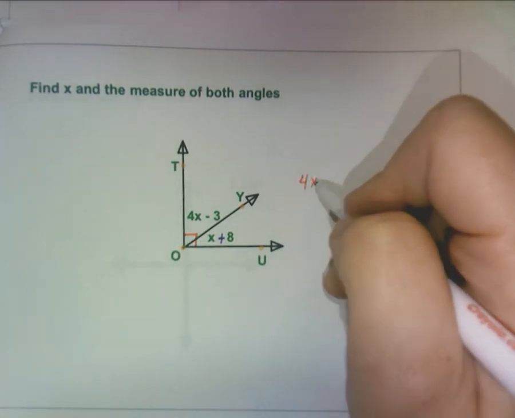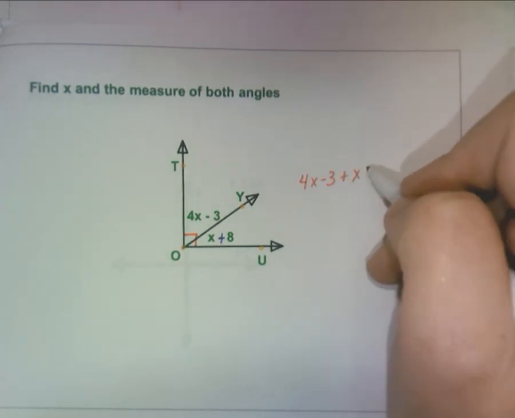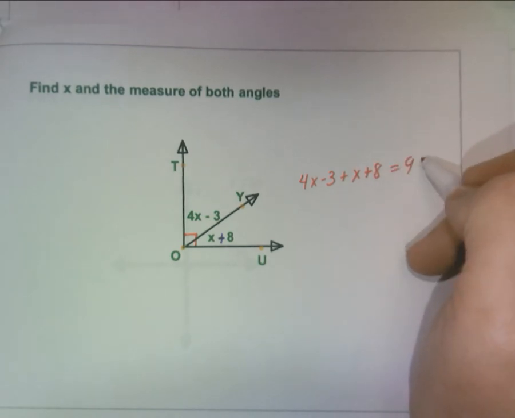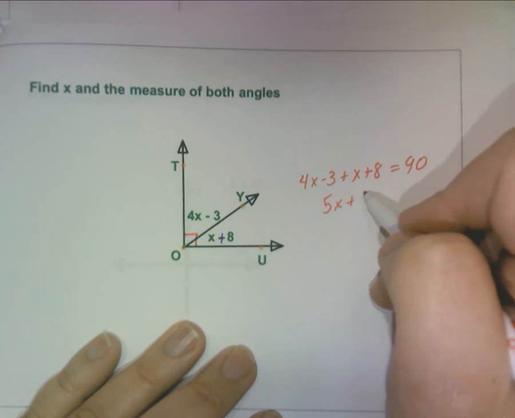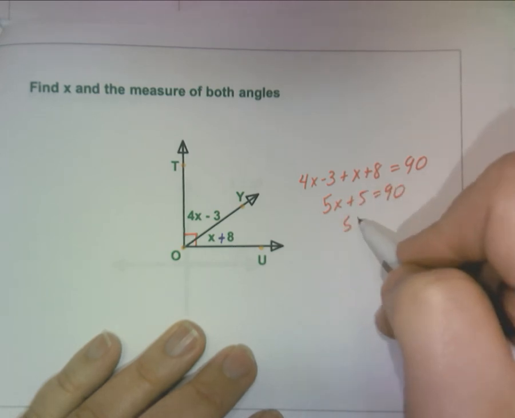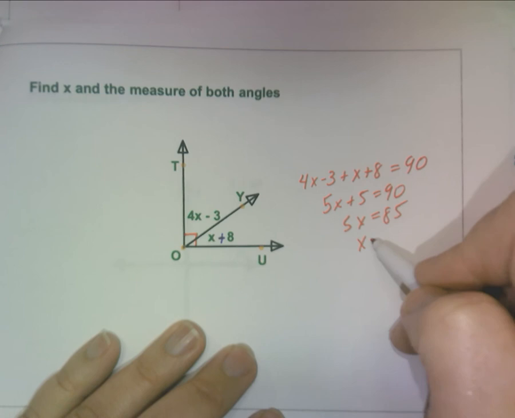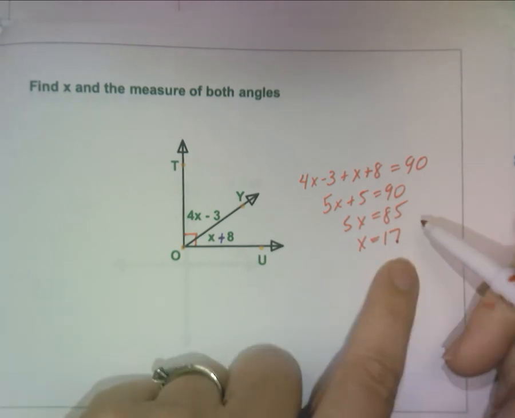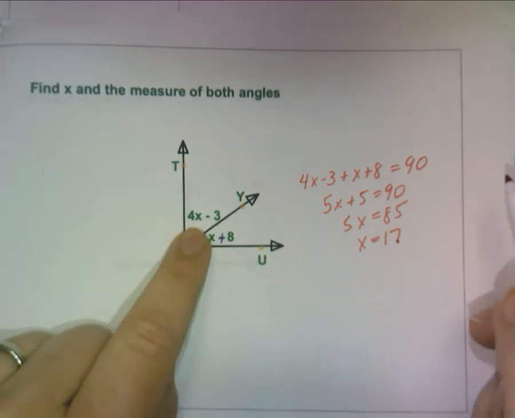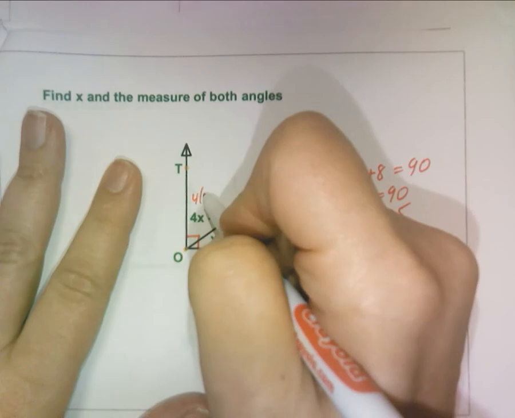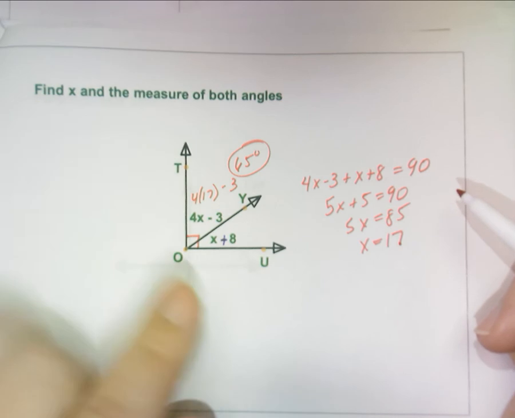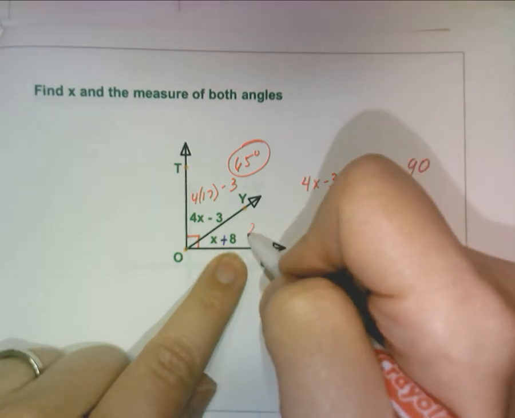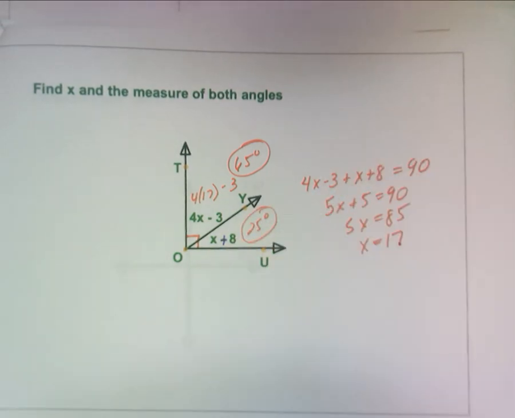So we would say 4x minus 3 plus x plus 8 equals 90. And then again, do your simple math, combine your like terms. 5x equals 85, x must be 17. So if x is 17, plug that back in here. 4 times 17 minus 3 is 65 degrees. And then 17 plus 8 is 25 degrees. And yes, both of those add up to 90 degrees.